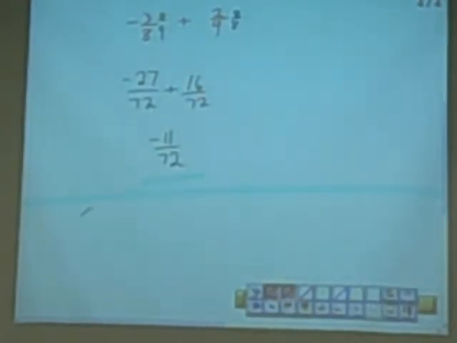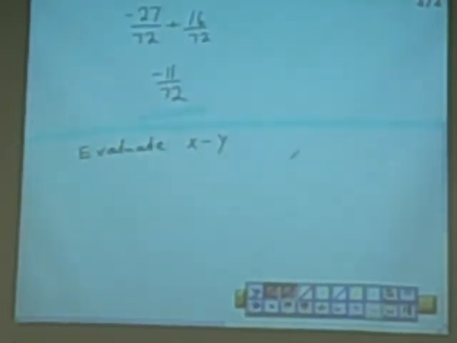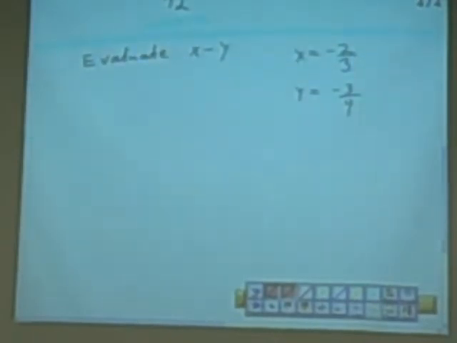One more. Okay, try this one on your own. Evaluate x minus y. Oops, there's a y there. When x equals negative 2 over 3 and y equals negative 3 over 4. Okay, go ahead and work that one out. And while you're doing that, I'll work this one out on the board and we'll see how you do.